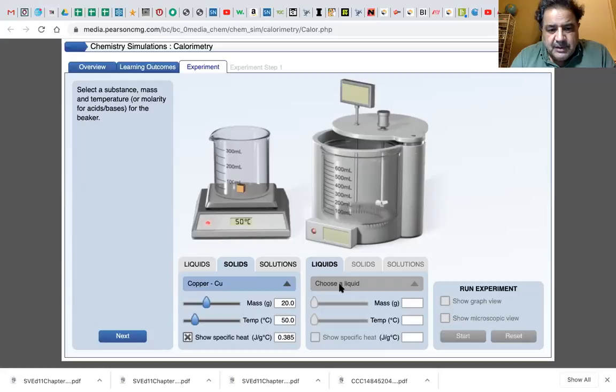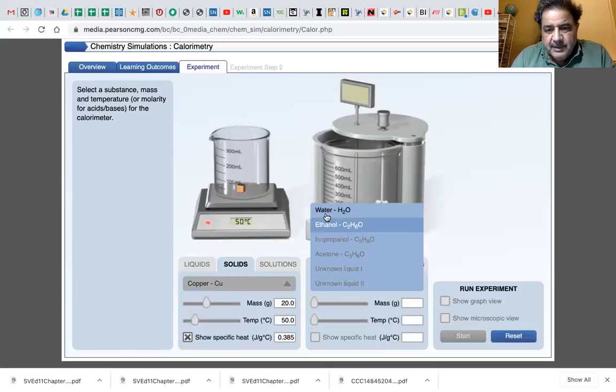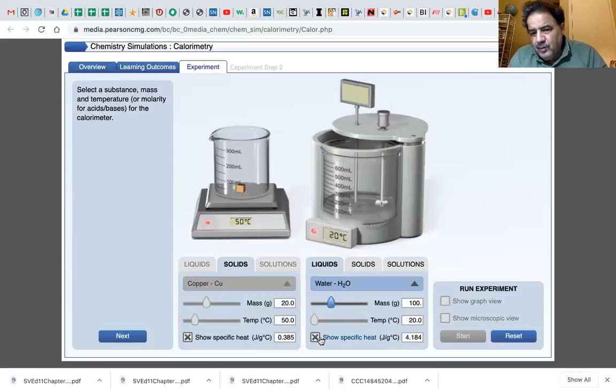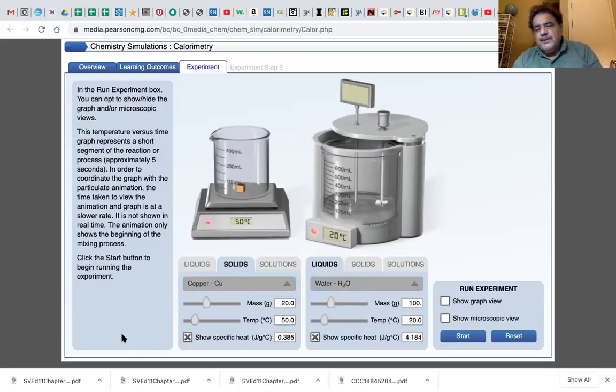Now let's choose a liquid. Let's click next. Choose a liquid. We'll do water again. 100 grams. There's 100 grams. At 20 degrees C, the specific heat of water is again 4.184 joules per gram per degree C. And let's start the experiment. We're going to put copper into the water.